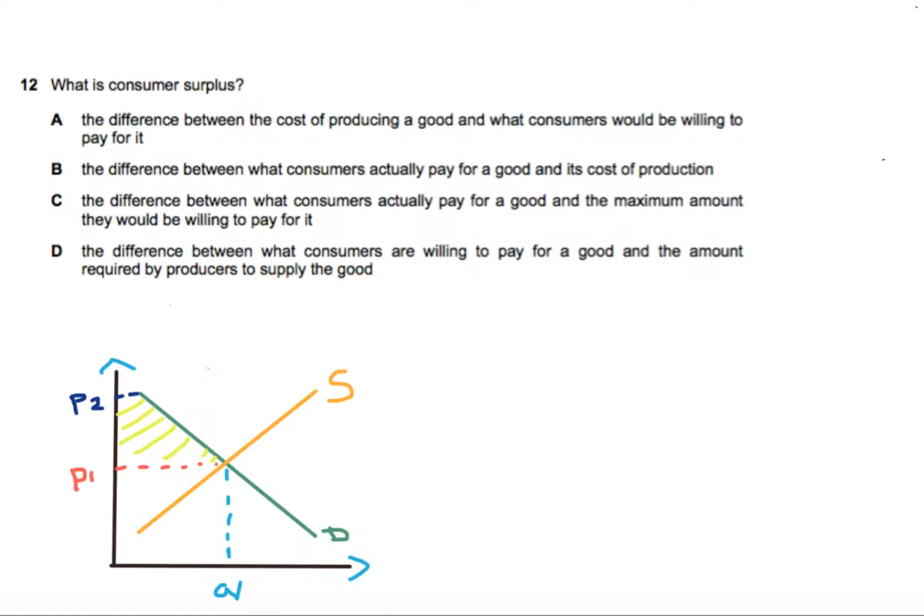So let's say you are in the market to buy a new mobile phone, and for you the maximum amount that you're willing to pay for a certain mobile phone is, let's say, 10,000 rupees, which is here mentioned by P2. So this is the maximum price P2, or let's say this is 10,000 that you are willing to pay.